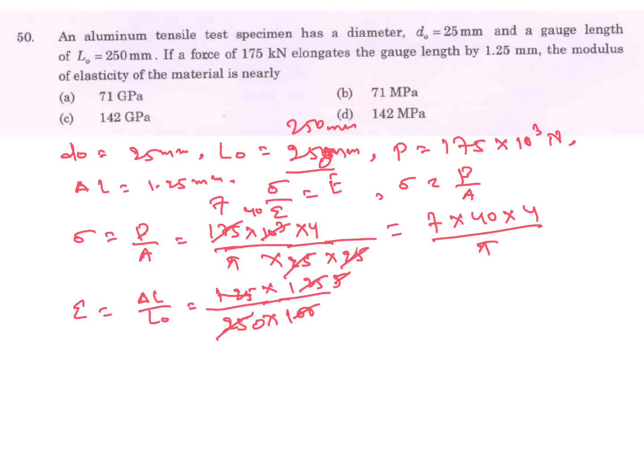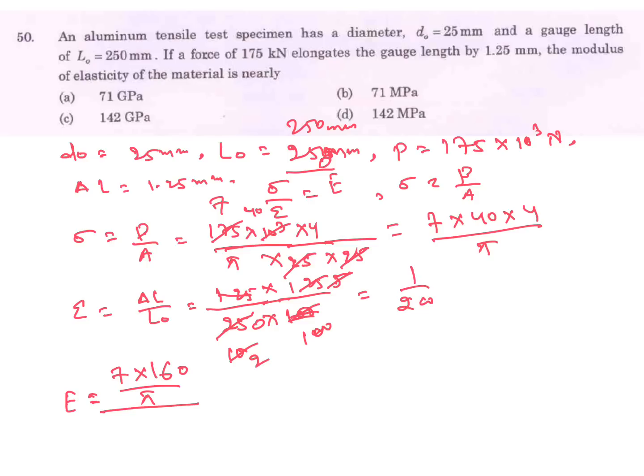25 into A, this one 10, so 100, 5 by 10 is 2, we'll get 1 by 200. So finally E, you will get 7 into 40 into 4 is 160 by pi divided by strain. How much? 1 by 200.